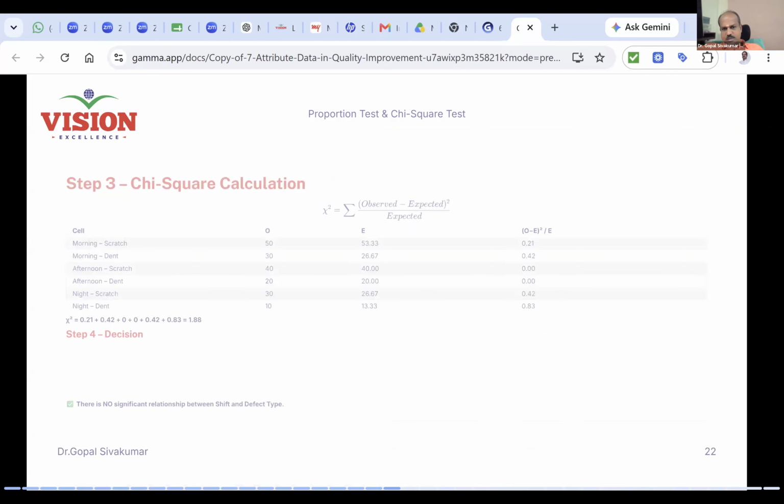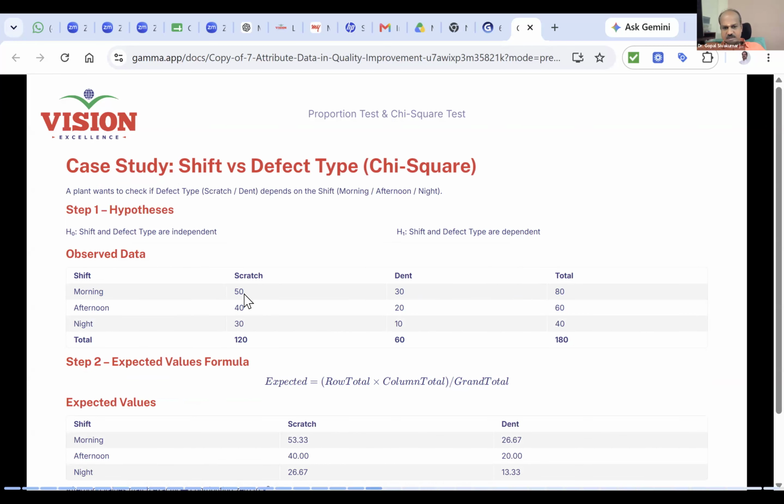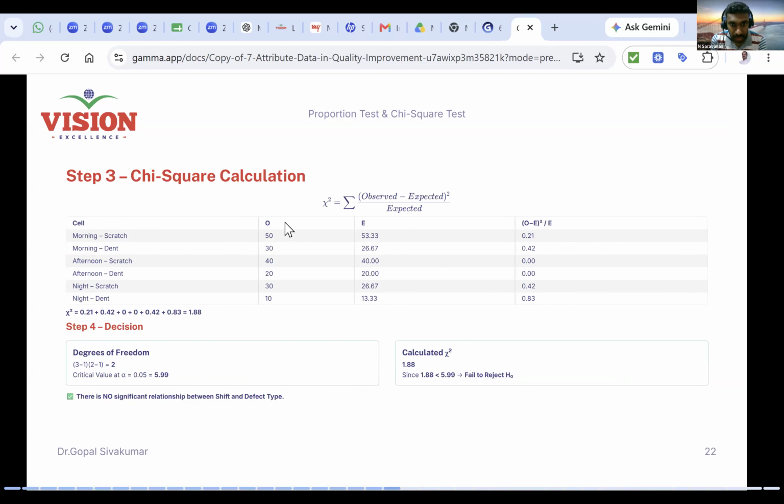Now we are going to calculate the chi-square. You see here, observed value 50 means expected value is 53.33. Observed value 30 means expected value 26.67. This is what we calculated in the previous slide. For 50, what is the expected value? 53. For 30, it is 26. For 40, this is 40. Now I'm just tabulating this. So here the expected value is a calculated value and not the target value. Yes, expected value is calculated, and this is the observed value.